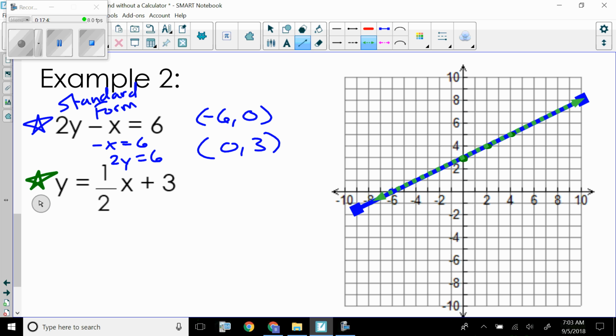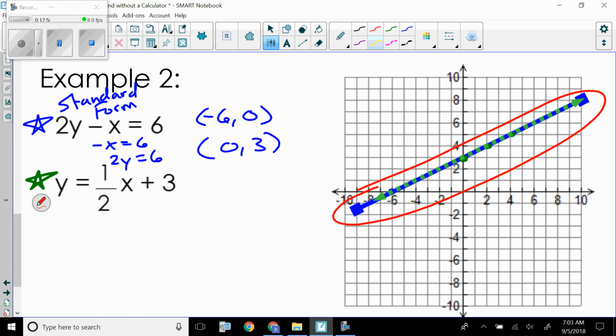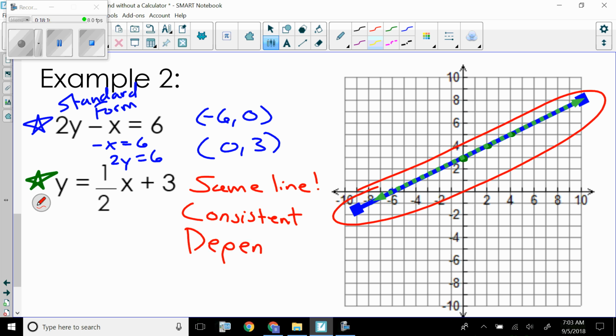Uh-oh. What do I see here? This looks like it's intersecting in this whole big spot. It looks like it's the exact same line. Same line. Well, if it's the same line, do they hit? Yes, they're hitting everywhere. Well, that still means that it's consistent. Okay, if they're hitting more than one spot, that's when I use dependent.